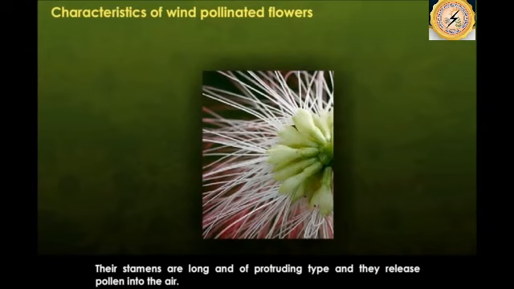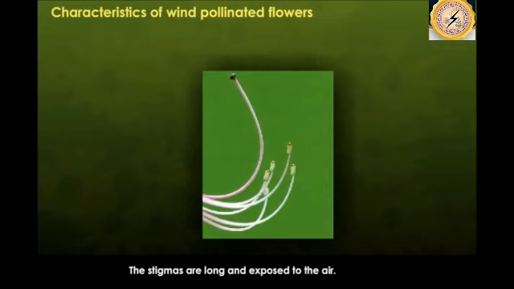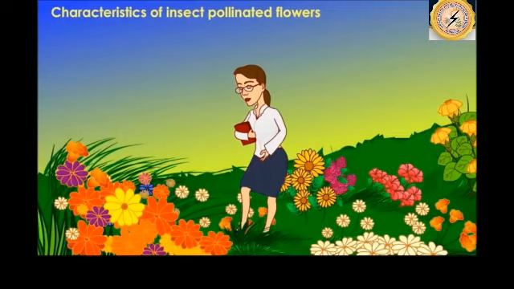Their stamens are long and of the protruding type. Protruding means it is coming outside, and they release the pollen into the air. And the stigmas are long and exposed to the air so that they can easily catch the pollen moving in the wind.